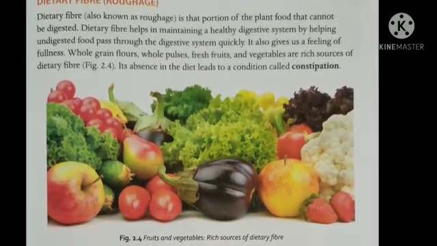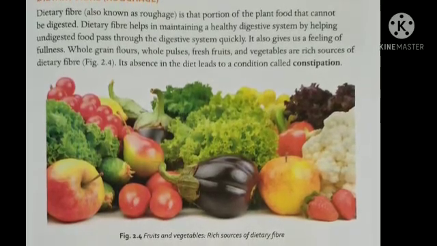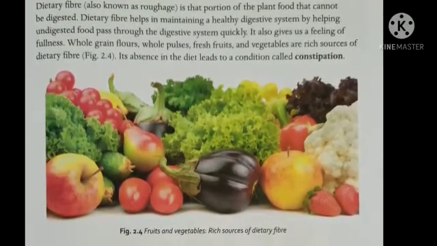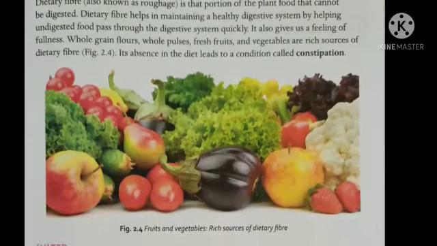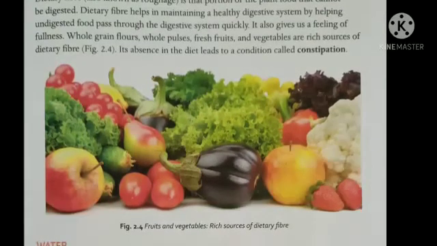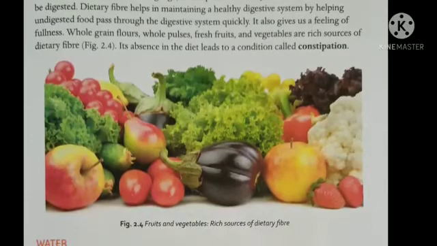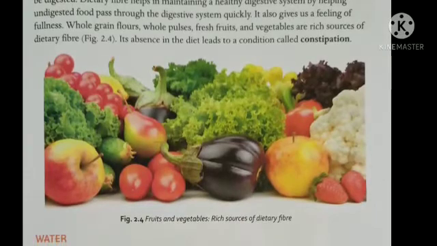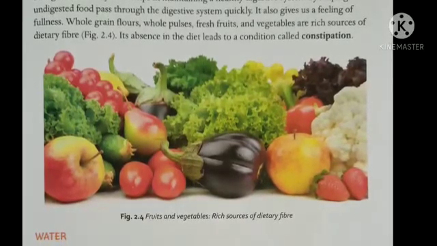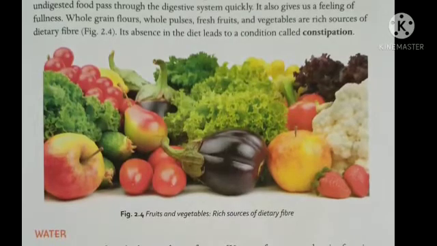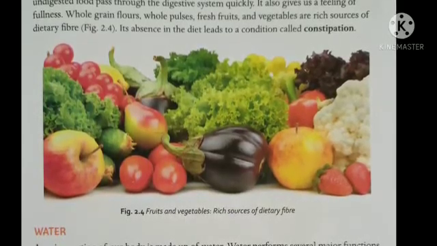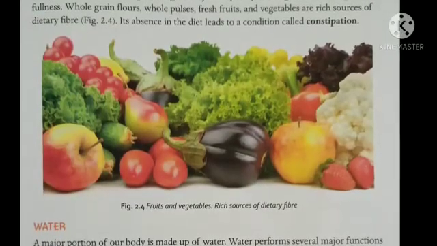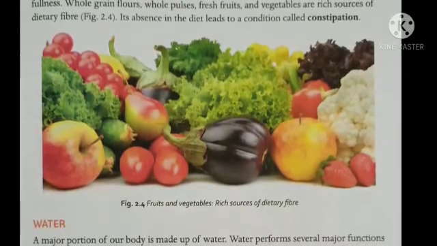So dietary fibers are found naturally in the food and cannot be digested by humans. Fiber is often considered a fundamental part of a healthy diet. Students, dietary fiber is also known as roughage. Also, fiber is a plant material, which means we get fiber from only plants. So students, a diet high in fiber keeps the digestive system healthy. Fiber helps undigested food to pass through the digestive system quickly. Its absence in the diet leads to a condition called constipation.